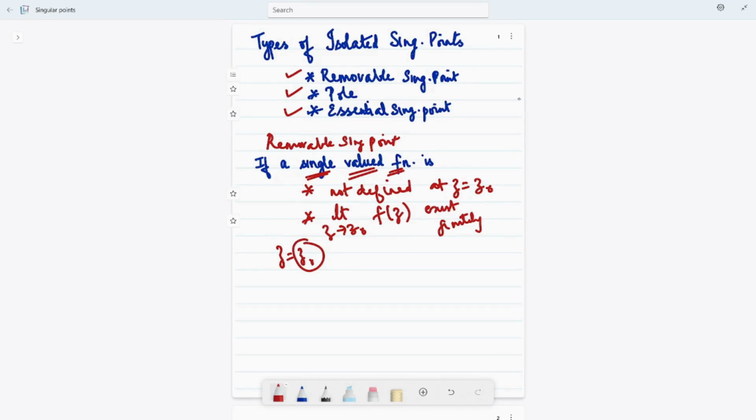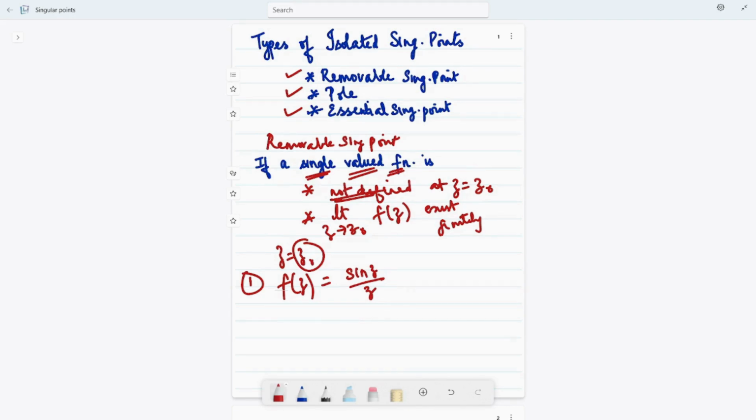So there are two cases here. I told you first, the function should not be defined. That's what we have seen in singular points, is it not? The function should not be defined at z equal to z naught, provided the limit z tending to z naught f of z should exist finitely. Let's just go with an example. Let us go with this example. f of z is equal to sine z by z.